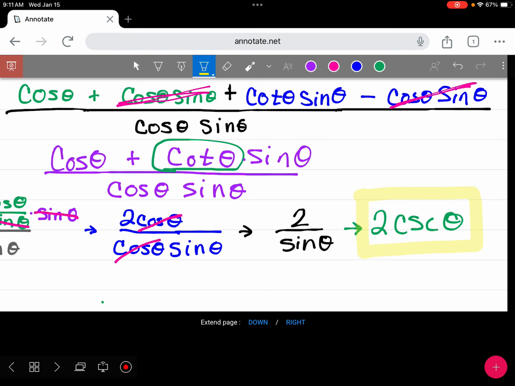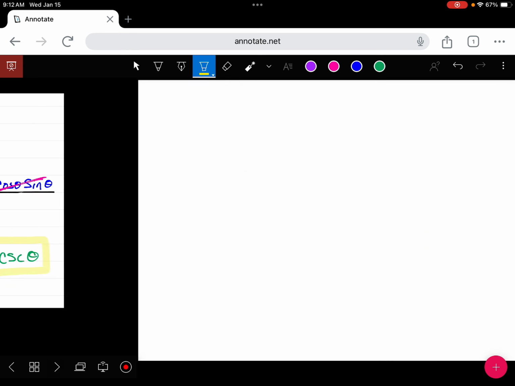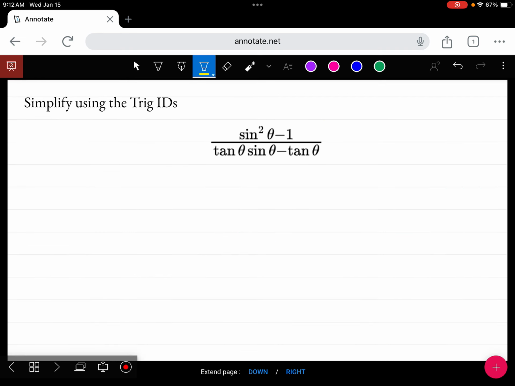Okay, questions on this one? There's a lot of stuff in here. A lot of stuff. Okay, let's do another more simplifying stuff. We're gonna just live in this world of simplifying for a while. So here's our next one. We have sine squared theta minus 1 over tangent theta sine theta minus tangent theta. So there's a lot of stuff happening here.